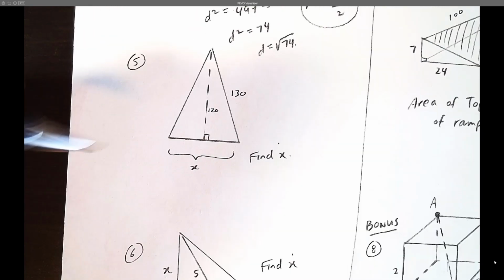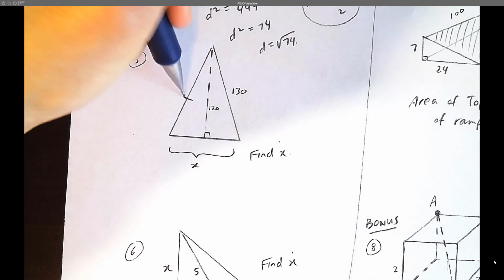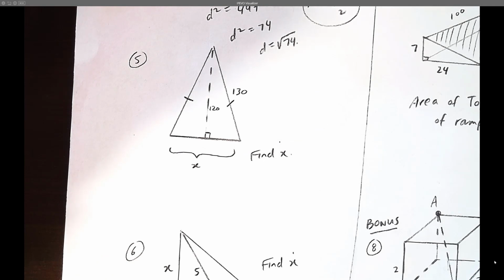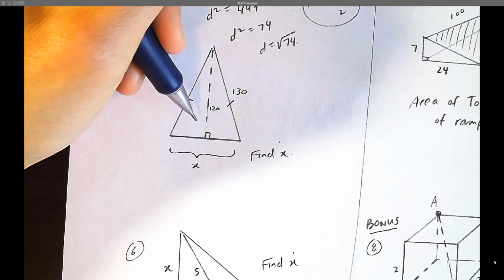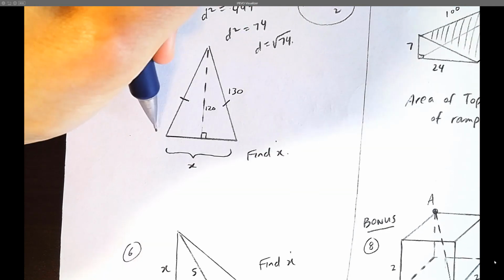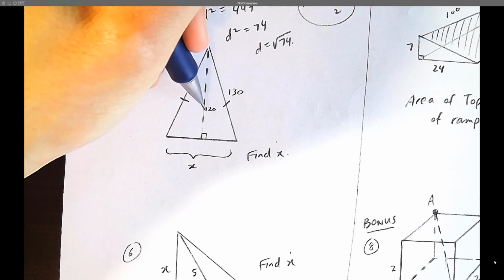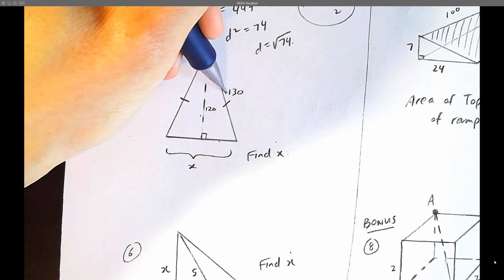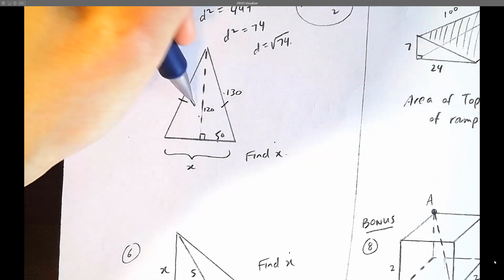Okay, so again we have a nice isosceles triangle. These are the same lengths. Trying to find x. So in order to do this, you need to figure out the bottom length here and just double it. So we're going to say 5, 12, 13. So therefore 50, 120, 130.